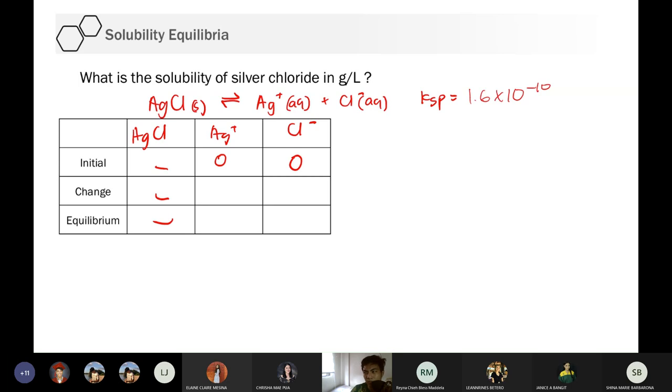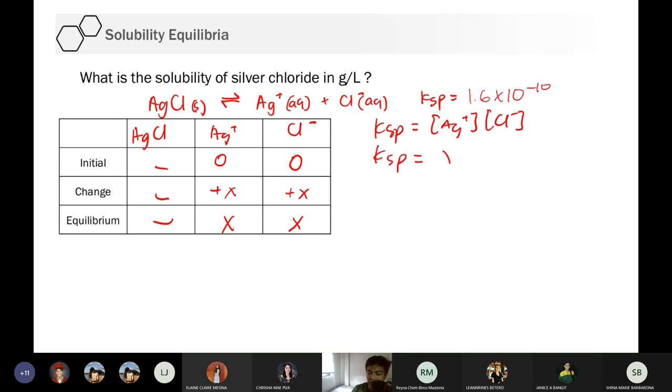So since we have zero products, the direction of the reaction is going to the right. So going to the right yung ating reaction. That means the change for the products will be positive. Okay. And then at equilibrium, 0 plus x is just x. We plug it sa KSP. That's the concentration of Ag plus and Cl minus.